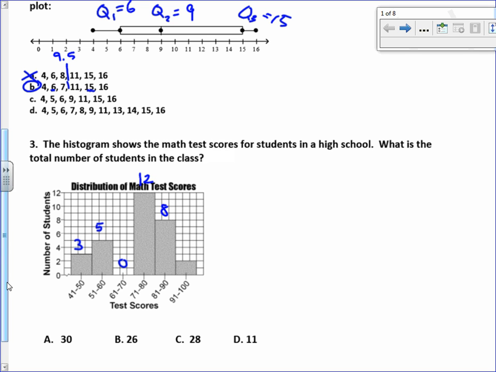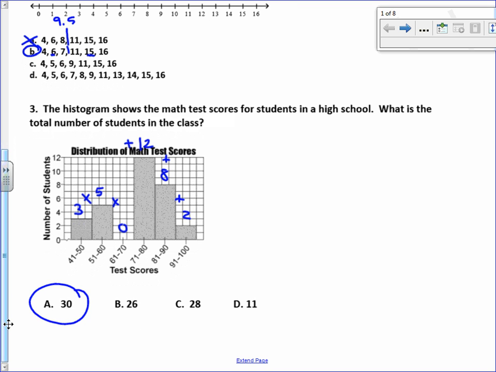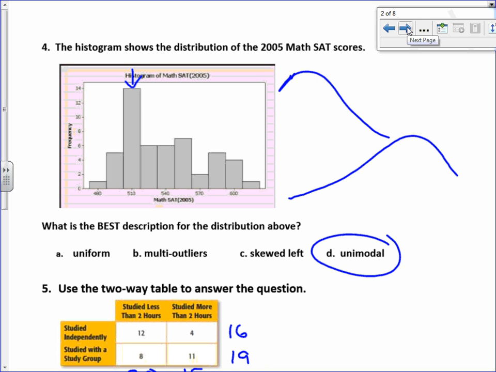Why am I doing this, guys? Why am I listing those numbers there? What do I need them for? Yeah, so what am I going to do with them to find out how many people? I'm going to add them all together. So if you add 3 plus 5 plus 0 plus 12 plus 8 plus 2, then you get what? 30. Good job. So far, so good, everyone?